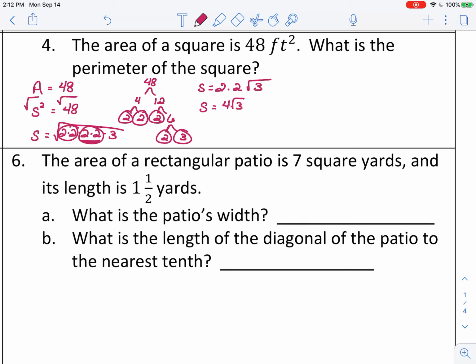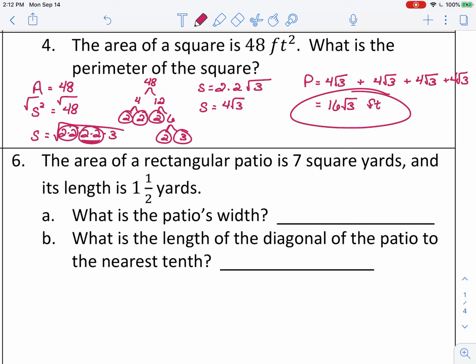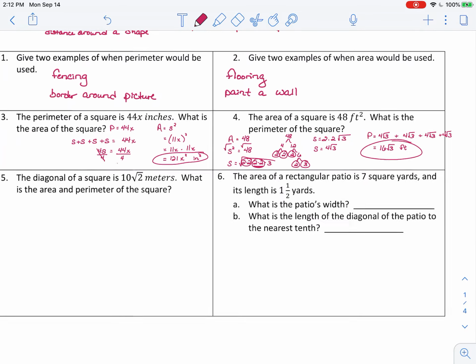But I don't want the side length. The directions ask for the perimeter. Remember, squares have 4 sides that are all the same length. So I'm going to take 4 root 3 plus 4 root 3 plus 4 root 3 plus 4 root 3. And we talked about when we were adding radicals, this would be like I have 4 kittens plus 4 more kittens plus 4 more kittens and 4 more kittens. So besides happiness, I also have 16 of those root 3's, 16 of those kittens. That's my perimeter, since I didn't ask you to round.